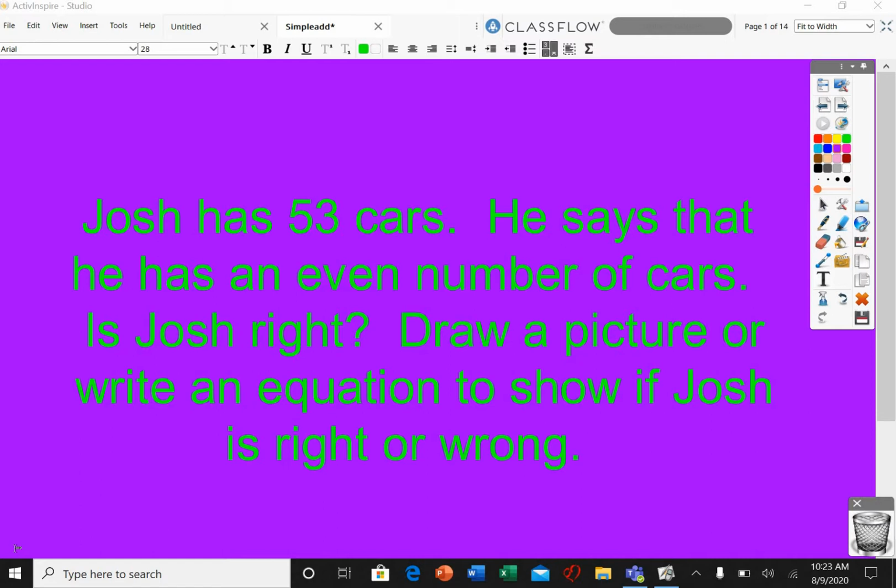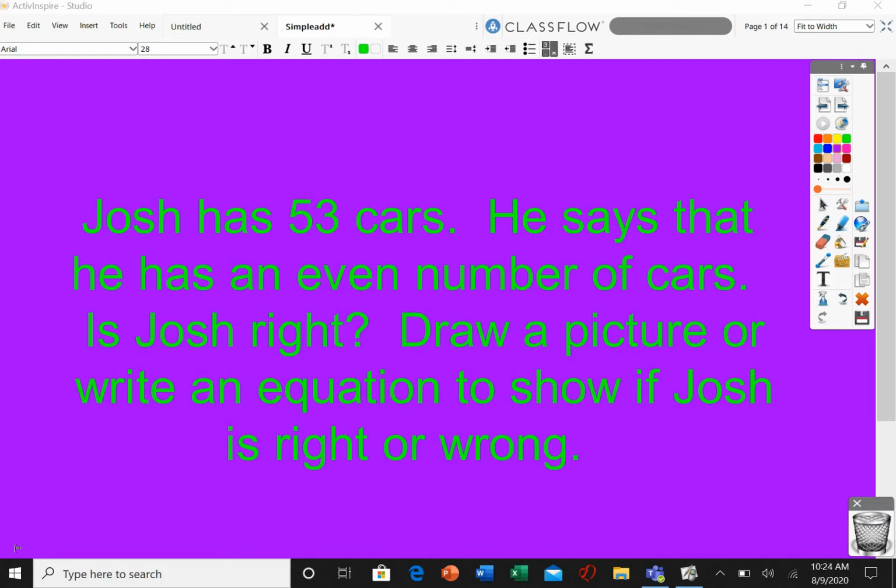We're going to start today's lesson by reviewing, or going back over, even and odd numbers really quick, because we're actually going to start something new today. So let's just make sure that we know about even and odd. Alright, so we're going to start with this little journal or this little lesson. It says, Josh has 53 cars. He says that he has an even number of cars. Is Josh right? Draw a picture or write an equation to show if Josh is right or wrong.